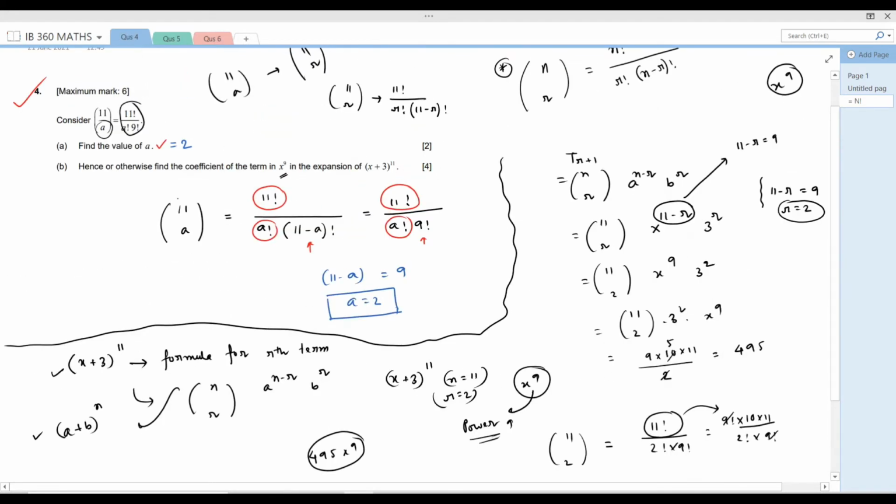So hence or otherwise find the coefficient of the term x to the power 9 in the expansion of (x plus 1) whole to the power 11. The answer is 495. So in this way you need to calculate this.